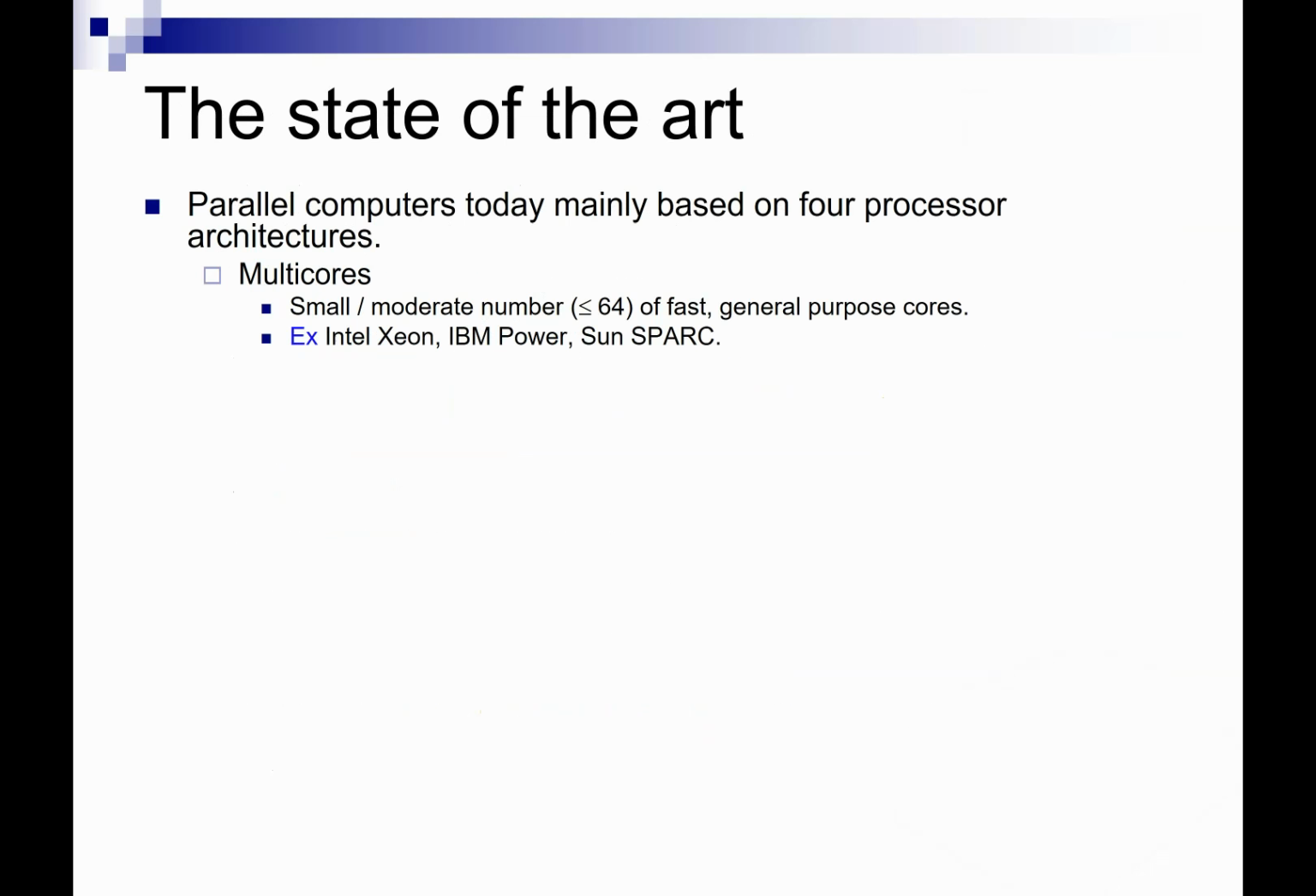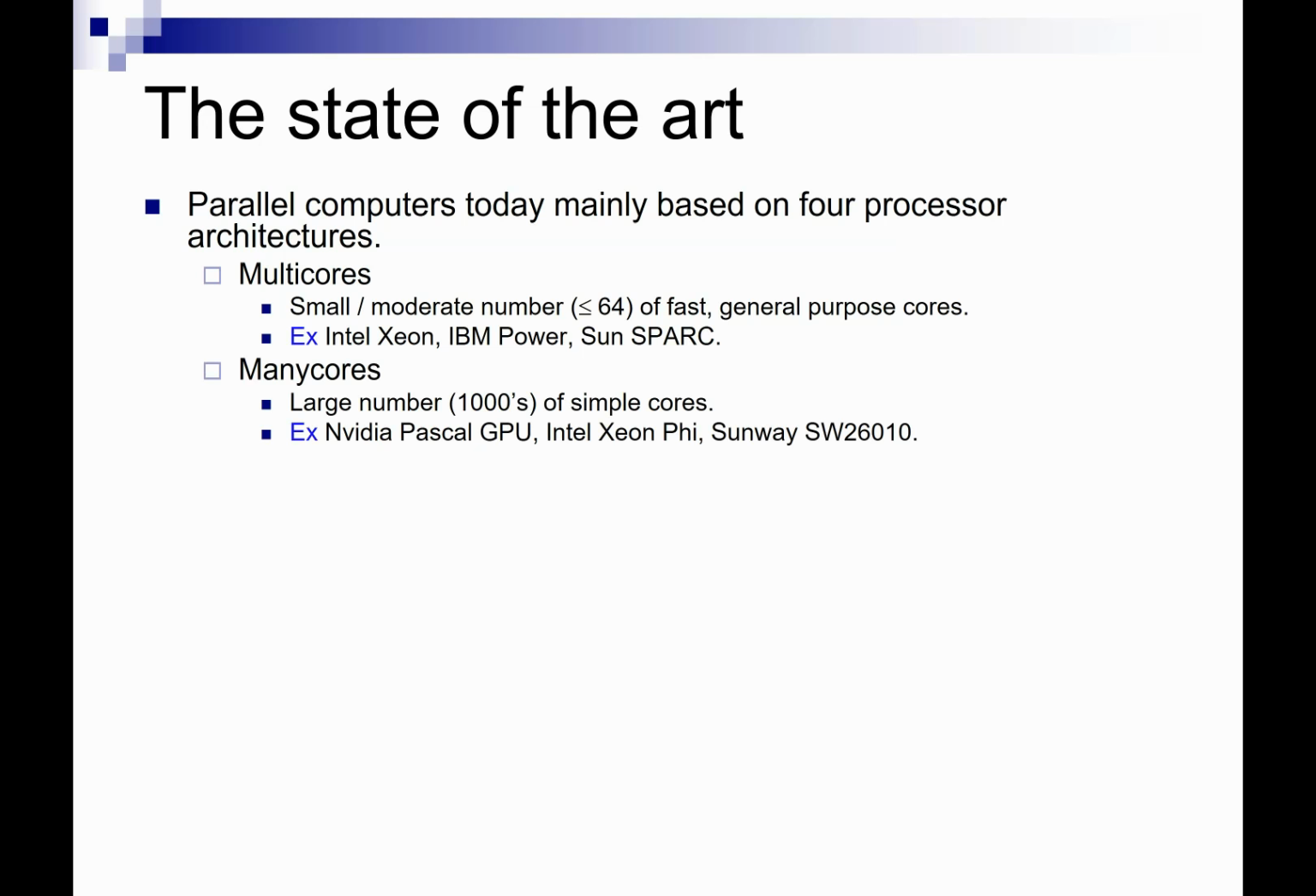Now, where are we currently in terms of parallel computing? The parallel computers we have today mainly fall into 4 architectures. First, we have the multi-core architectures, and these have a small to moderate number of cores. The good thing about these cores is that they're completely general purpose. They can do any type of computation, and the cores themselves are quite fast. Examples include the Xeon processors from Intel, the IBM Power processors, the AMD EPYC processors, the Sun SPARC, and many other ones.